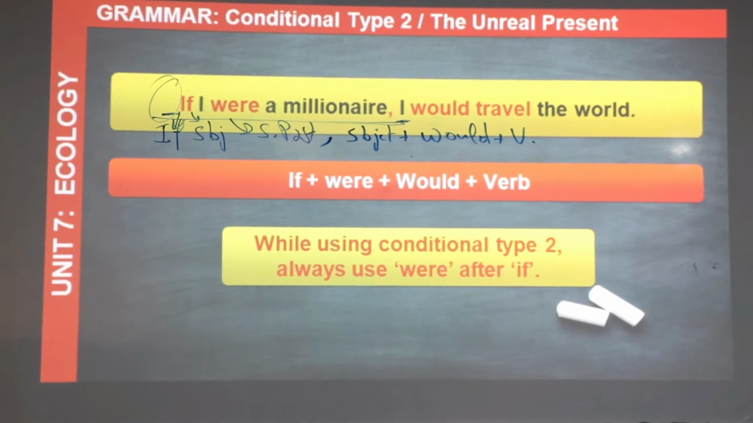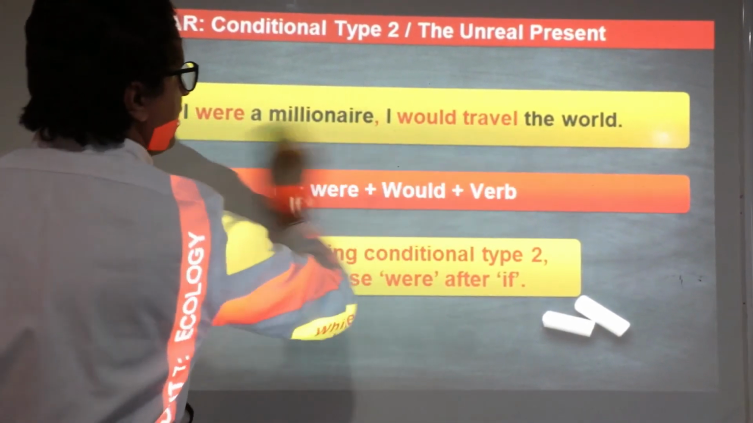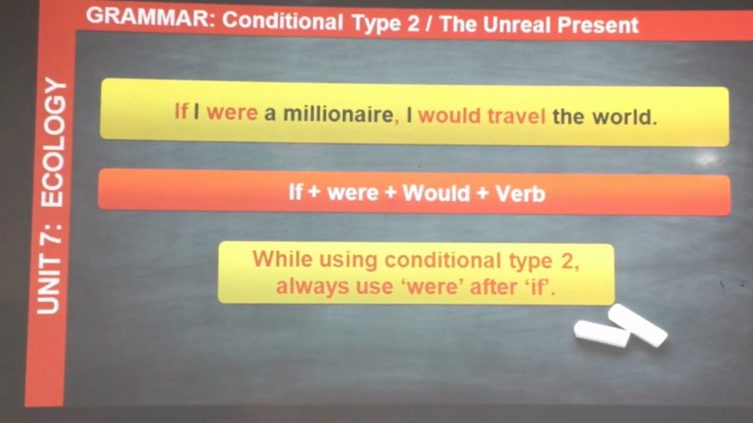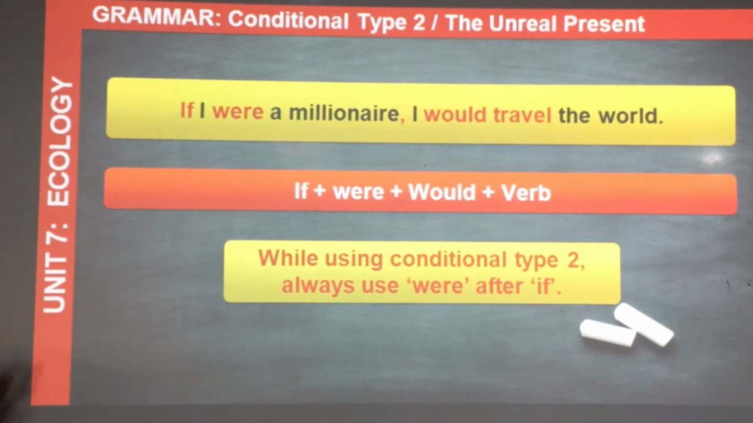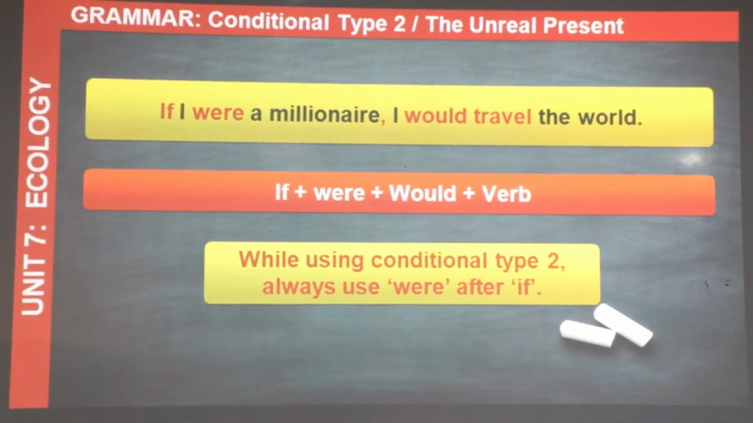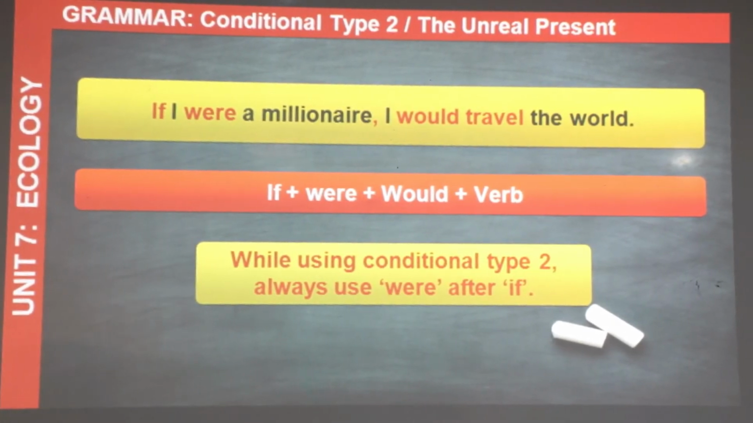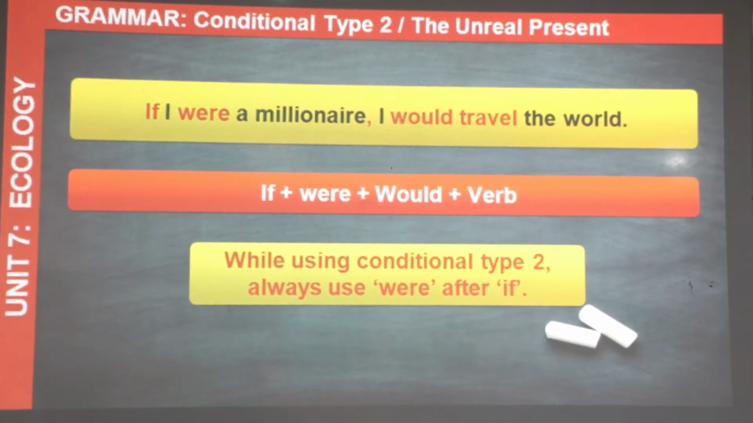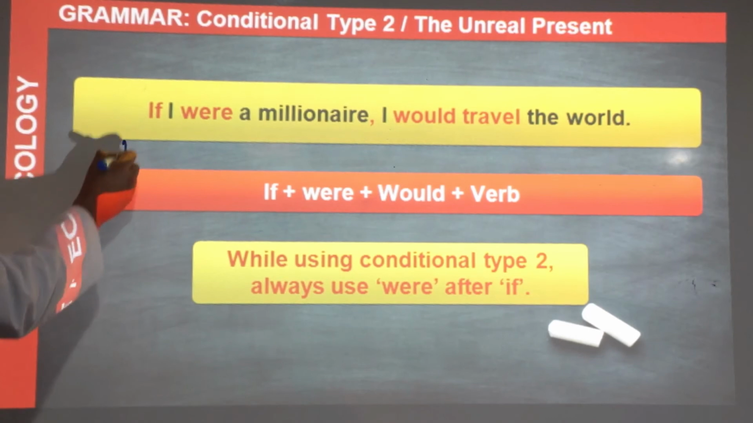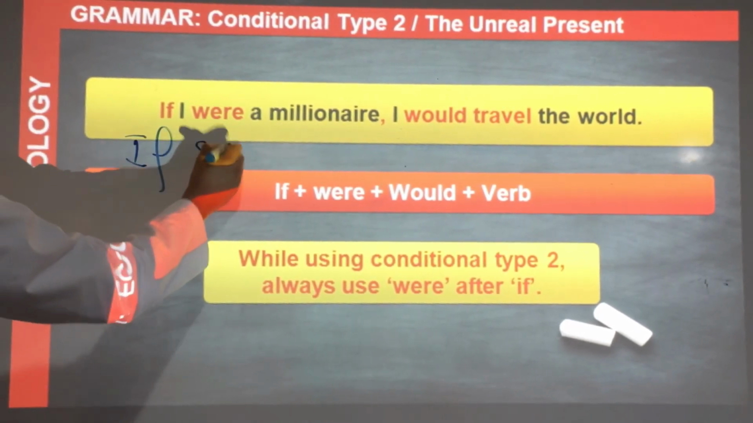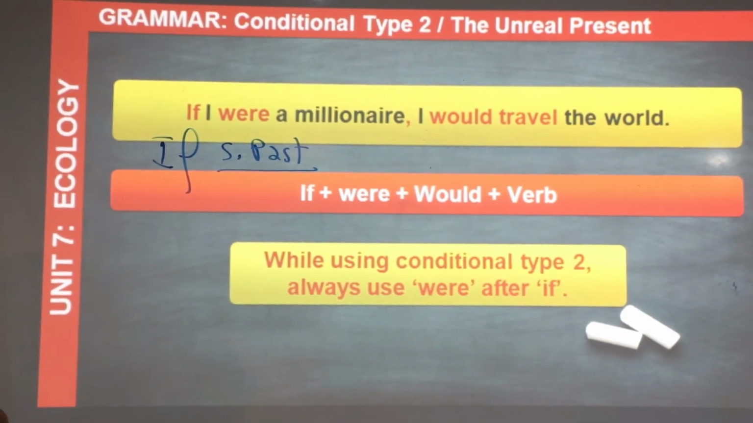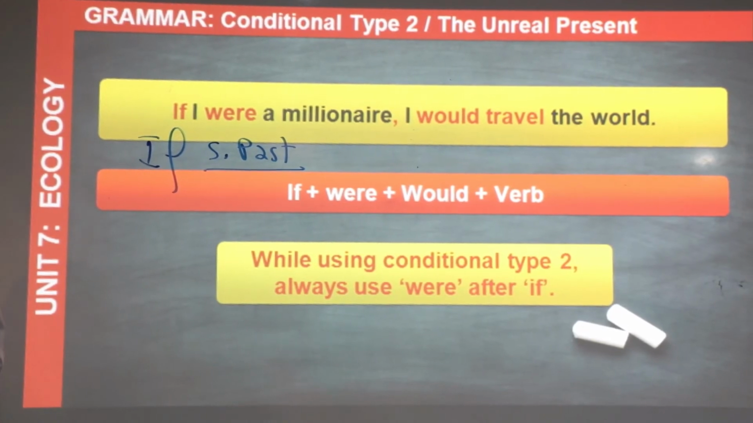Okay, so another example. If I were a millionaire, comma, I would travel the world. But thank God, I'm not a millionaire. I would just stay home. So if plus simple past of the given verb, plus subject plus would plus verb. While using conditional type 2, always use were after if, or had, or the simple past of any given verb. So whenever we have if, we imagine, so we put the simple past just after if. If I had money, if I were, if I traveled: if plus simple past form.